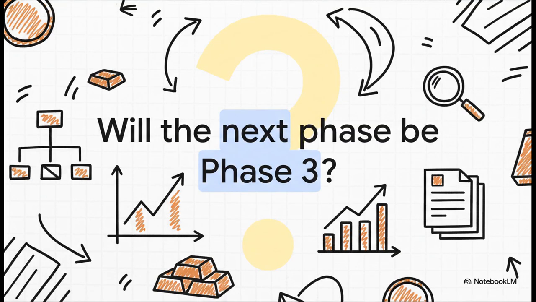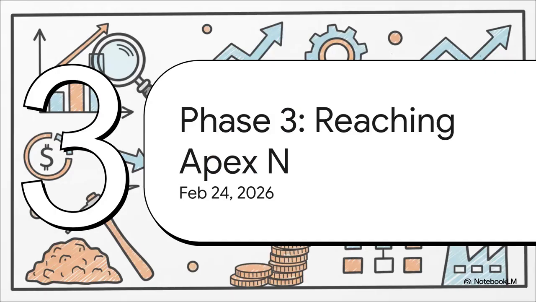So this brings up the big question, right? Within the model's framework, what happens next? Is the market about to shift into Phase 3? Let's see. And the answer is, yes, it was. The cycle has now officially entered Phase 3, which is called reaching apex N. And this is the very latest development. It brings us right up to the present moment, February 24th.